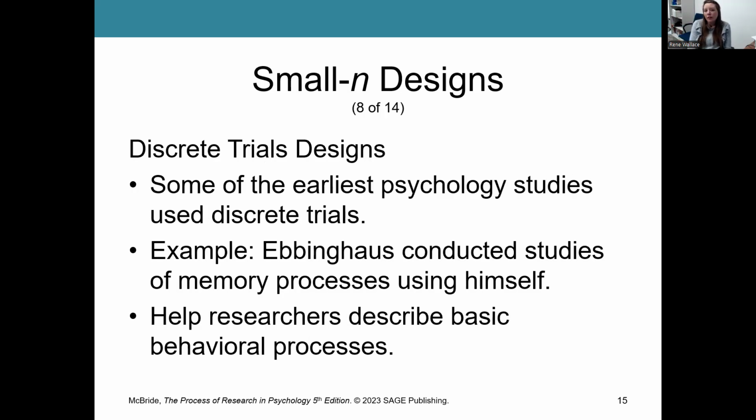What about discrete trial designs? Some of the earliest psychology studies used discrete trials. Ebbinghaus conducted studies of memory processing using himself, the forgetting curve. Let me test this: if I memorize this group of words now, how many can I remember in 30 minutes, in 2 hours, and in 5 days? We don't typically want to test on ourselves, but Skinner did, Ebbinghaus did, Weber did. And so it's not terrible. There's a place for it.